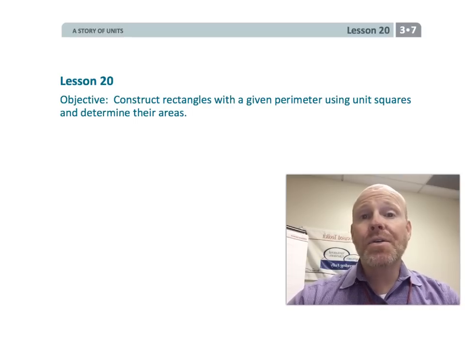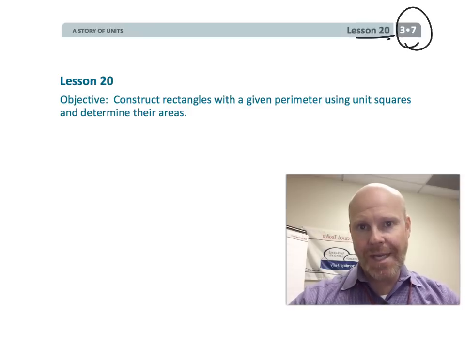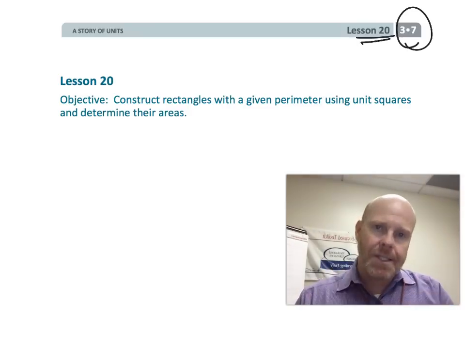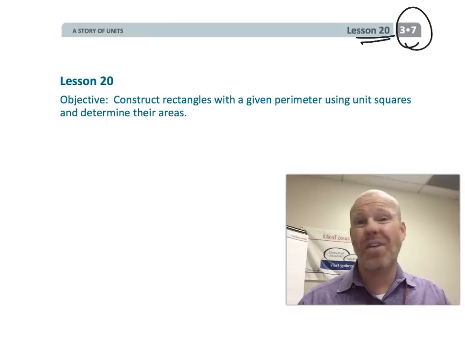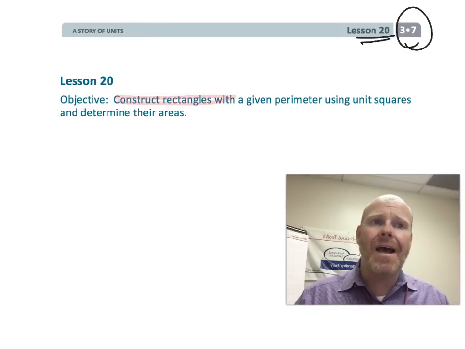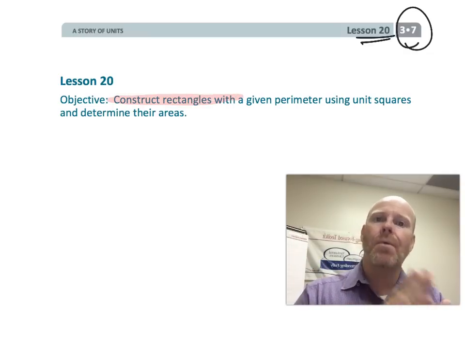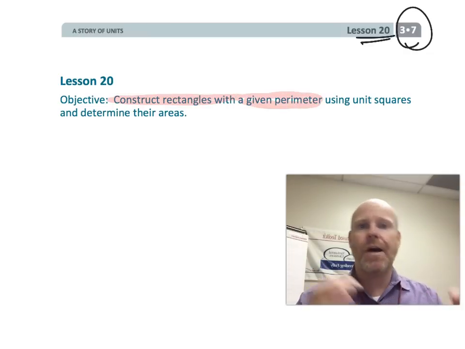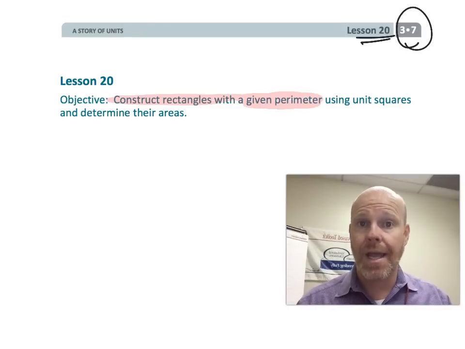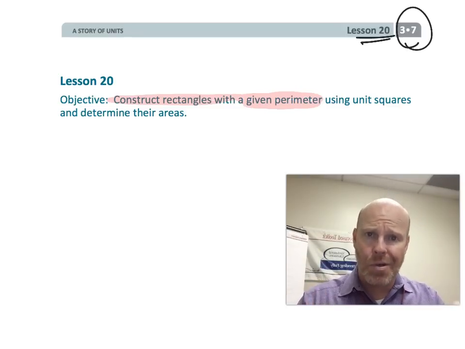All right, this is third grade, Module 7, Lesson 20. And in this lesson, students are going to be constructing a bunch of rectangles, kind of like they've always been. But this time, they're going to have a given perimeter. And they're supposed to find all the different rectangles they can create and calculate their areas. So let's get started.